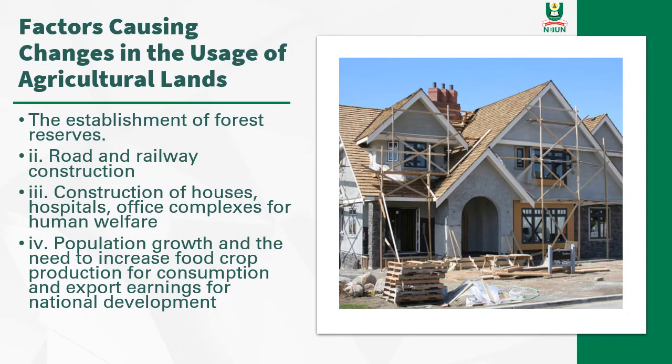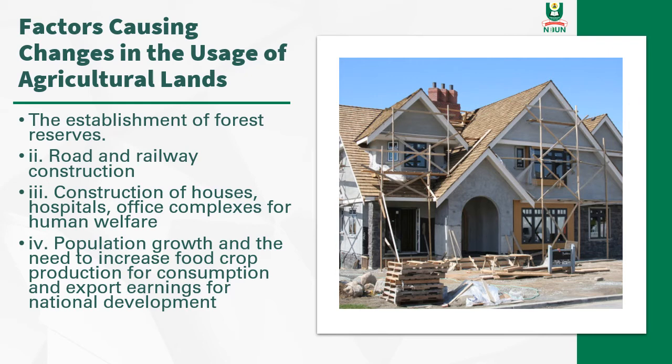So what are the factors causing changes in the usage of agricultural land? The first one is the establishment of forest reserves. Where there is forest, then you cannot plant there or you cannot build there. Anywhere there is forest, it's always very difficult to do anything there, because before you do anything you have to clear the forest, and it's usually very tedious.